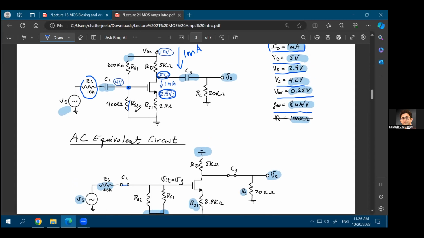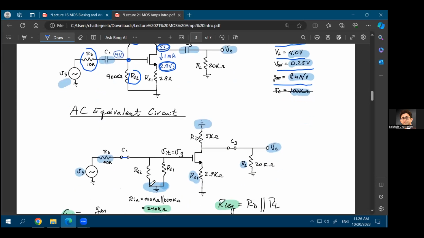Then you have this RG2 and RG1, and they will come in parallel when you are considering the AC equivalent circuit. Why would they come in parallel? Because again, RG2 goes to ground, RG1 goes to VDD, which is a virtual ground, AC ground, right? So RG2 and RG1 are in parallel and they are both connected to a virtual AC ground. This point goes to the gate of the MOSFET. You have a 2.9 kilo ohm resistance connected at source, and you have 5 kilo ohm resistance connected at the drain. Again, you have a coupling capacitance at the output and your load is 20 kilo ohms.